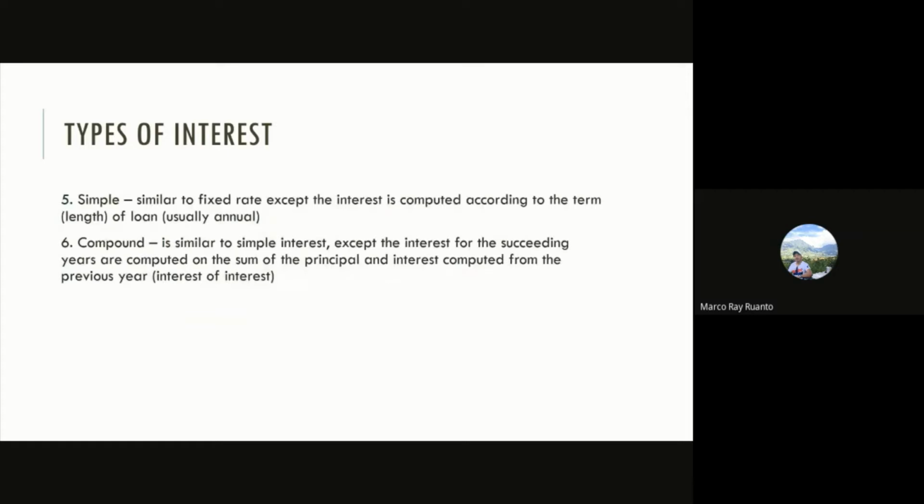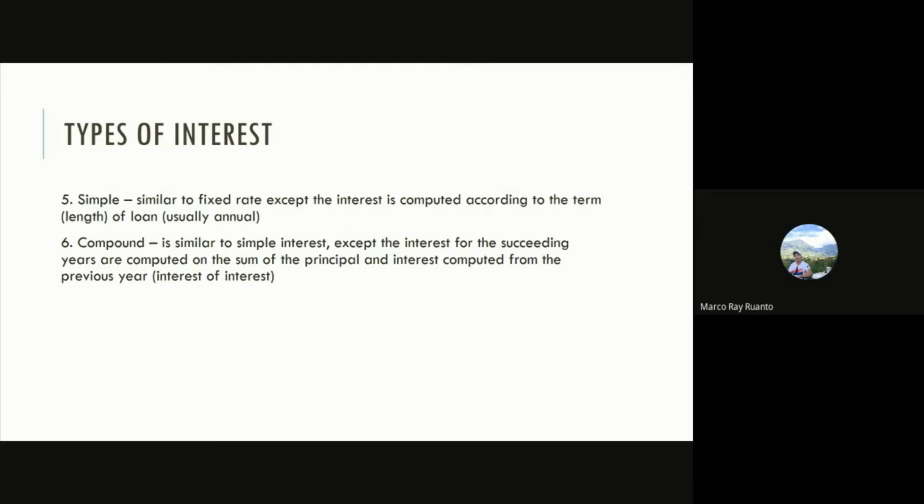Okay, then we also have simple. So this is very common, no, sa mga lendings. Simple interest is same as fixed, only that it is computed according to the term or length of time of the loan.